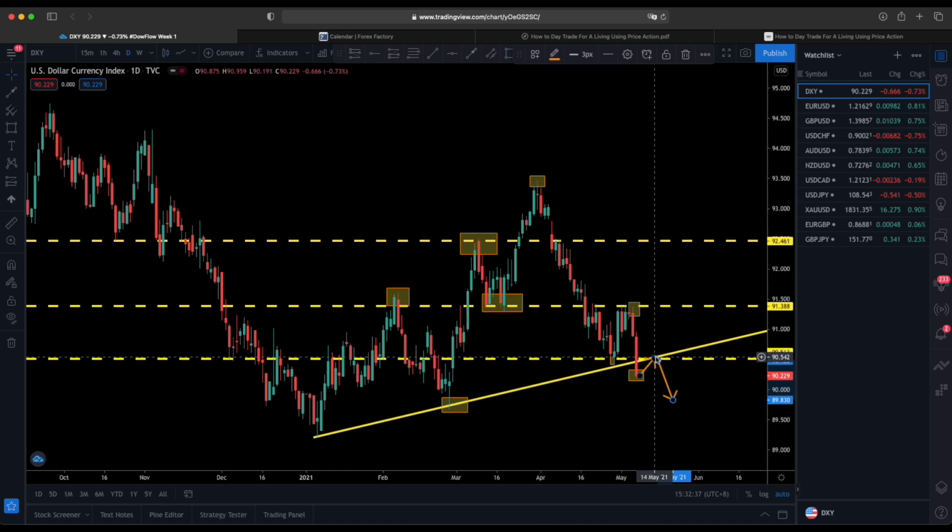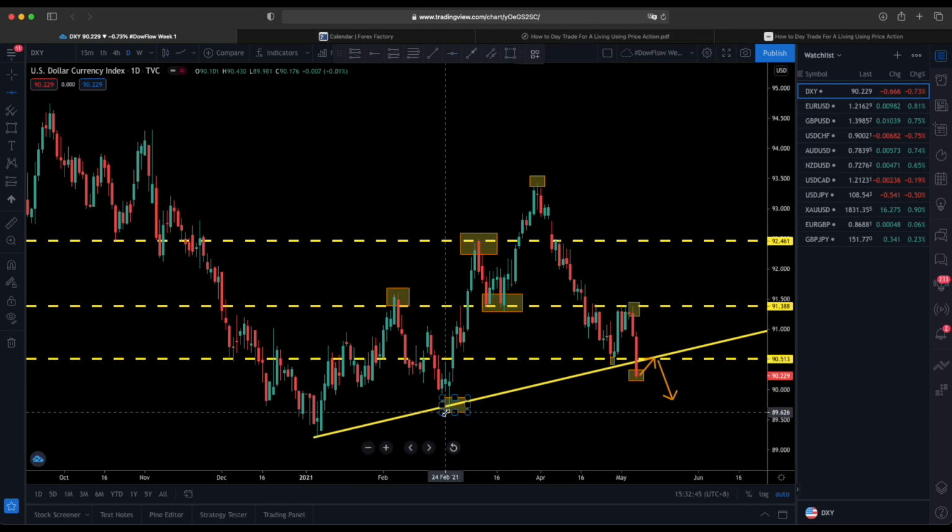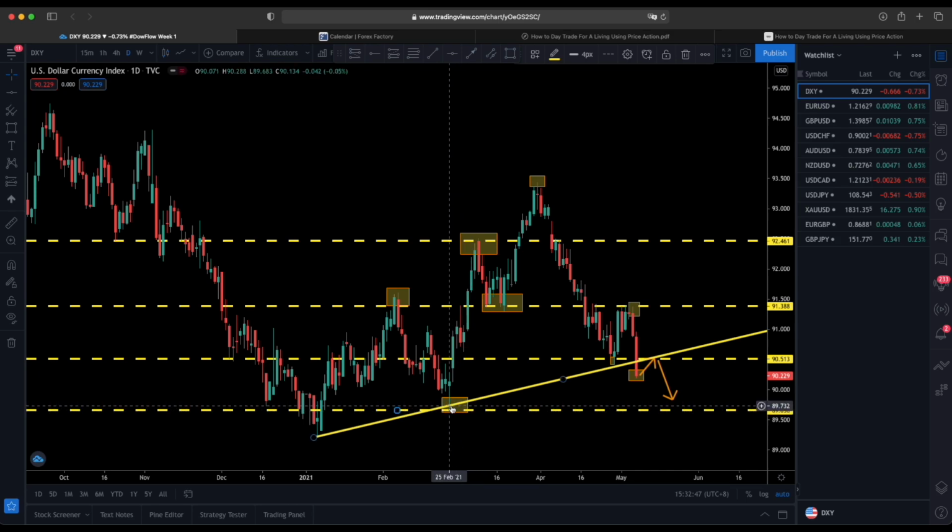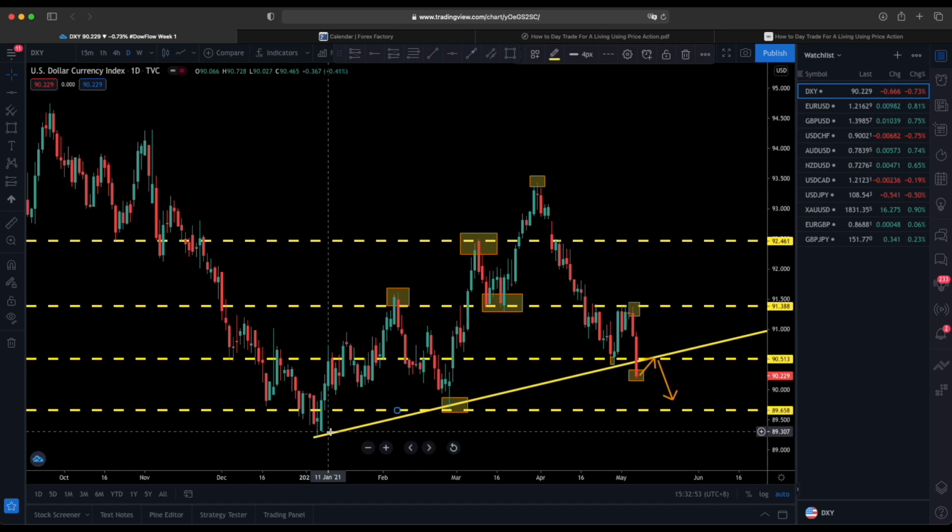So for DXY, bearish bias, key level right here, just waiting for it to short. If this level holds as resistance, then the next level we are probably looking at will be this swing low here, this spike low right here, which is also very close to this entire swing low right here.